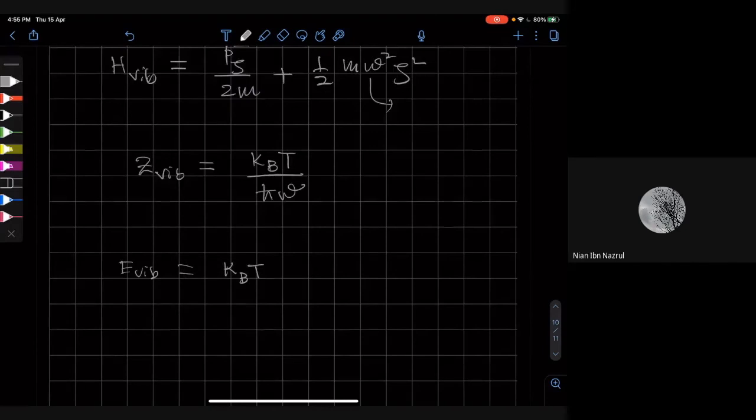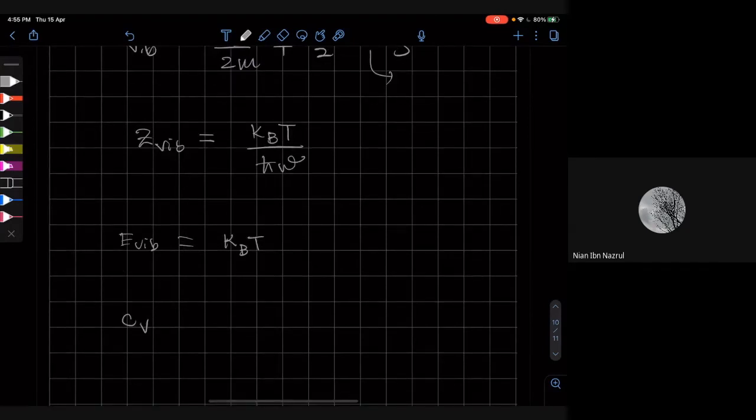So if I look at the total CV, then we have 5/2 kBN from the translational and the rotational degrees of freedom, and then we have kBN from the vibration. So the total is 7/2 kBN. Sorry, not T. It should be N here.